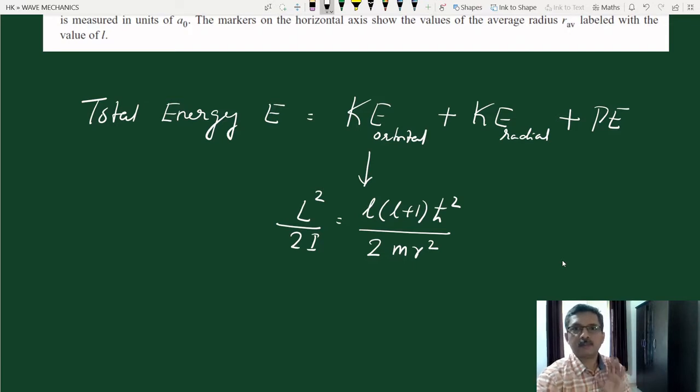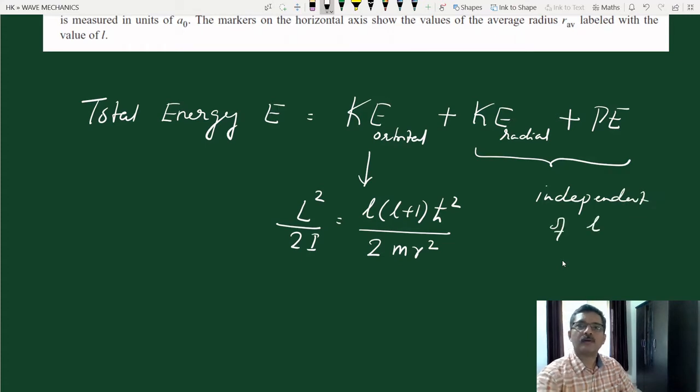So orbital kinetic energy depends on the orbital quantum number L, and this radial kinetic energy as well as potential energy is independent of the orbital quantum number L. Together these two energies, radial kinetic energy and potential energy, we can call radial energy, because they depend only on the radial distance from the nucleus.